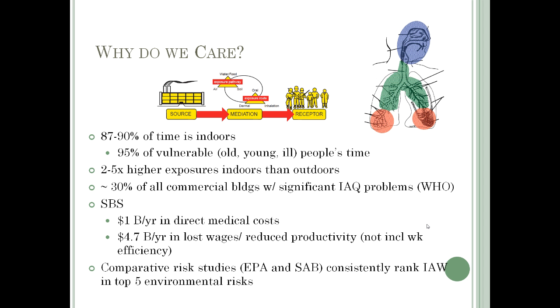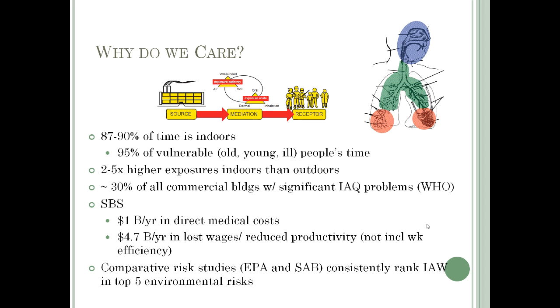Why do we care? I'll try again to put this indoor air quality lesson in the context of the source mediation receptor diagram and see that there are sources of pollutants in an indoor environment that we are being exposed to most likely through the air. And they are making their way to us, the final receptor. We've got our diagram of our respiratory system, and inhalation is the most likely means by which we're going to take in these contaminants.